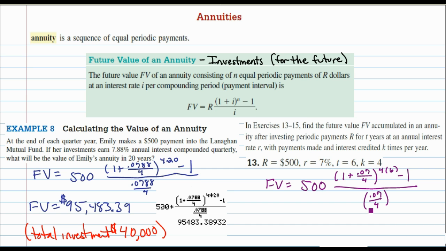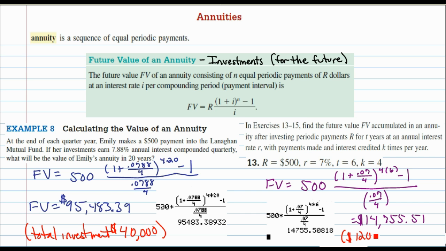And I'm going to put that in my calculator. So this person, after a series of 6 years, will have $14,755.51. Now they made $500 payments 4 times a year for 6 years, so 24 total payments of $500. So they made $12,000. That's a $12,000 investment that resulted in almost $15,000 over 6 years. So again, pretty good.